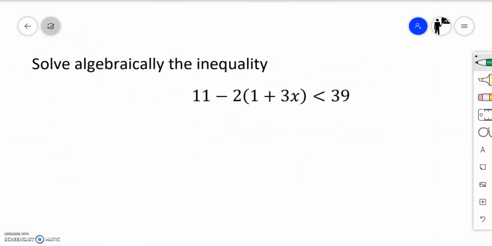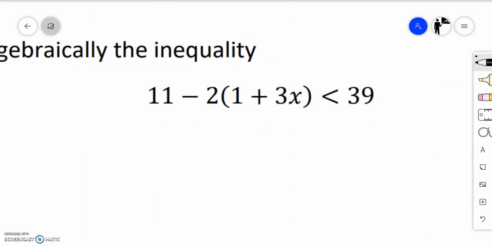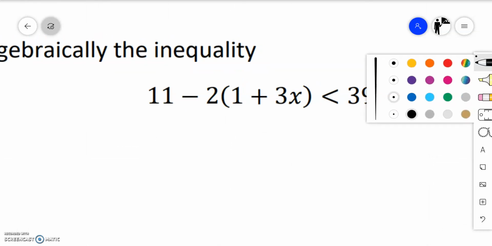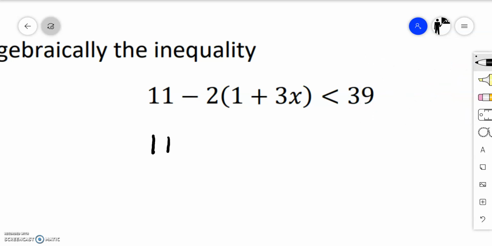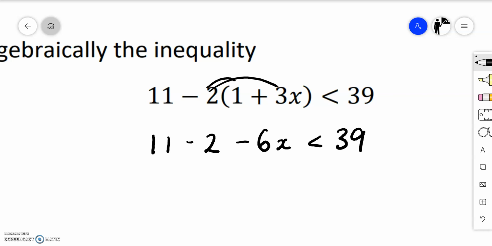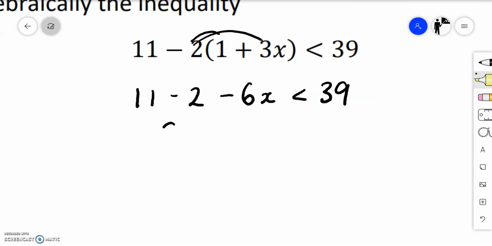Solve algebraically the inequality 11 subtract 2 lots of (1 plus 3x), which is less than 39. But we'll multiply out our bracket first. It's going to be 11 minus 2 minus 6x is less than 39. 11 take away 2 is 9. So I'm going to get 9 minus 6x is less than 39.